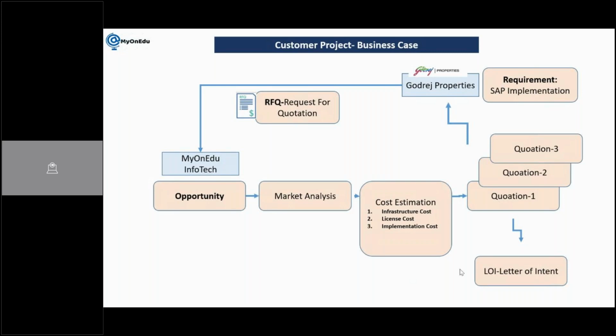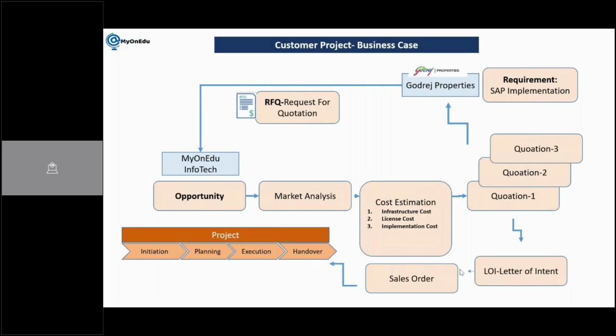So let's say we get this contract. First of all, Godrej Properties will give us the LOI, letter of intent, and then it will be converted into a sales order or contract between Myvandu and Godrej Properties. Now we'll start this project. We are executing this project for our customer. Again, this project will have similar phases: initiation, planning, execution, and handover. So this is a customer project business case.